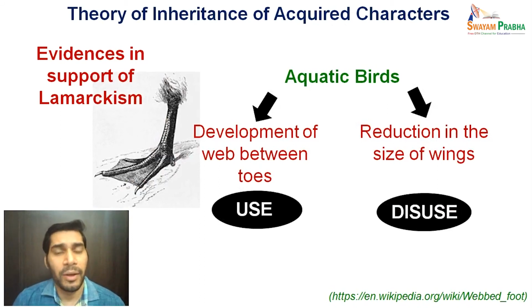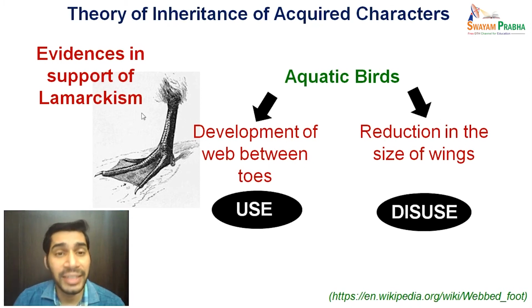There is another evidence or example given by Lamarck in order to prove his theory of inheritance of acquired characters. The example is of the aquatic birds. The aquatic birds, as you might have seen, do have webs in their toes. You might have seen it in the zoo, or in your neighboring area if a water body is there. They use this web for swimming and to survive in aquatic life. Since they keep on using this web, these aquatic birds have developed this particular structure.